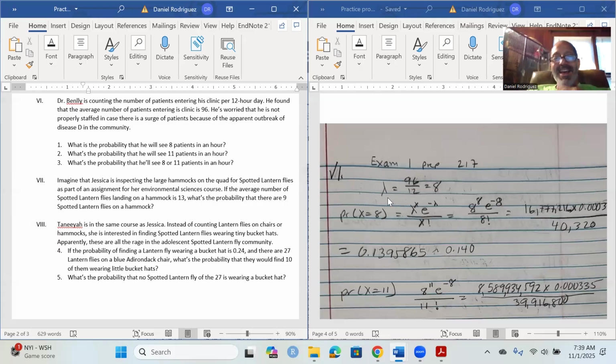Tri-lambda. So lambda is a rate parameter. By the way, it is a natural parameter for the Poisson distribution. So we need it for an hour. It's 96 divided by 12 equals 8.